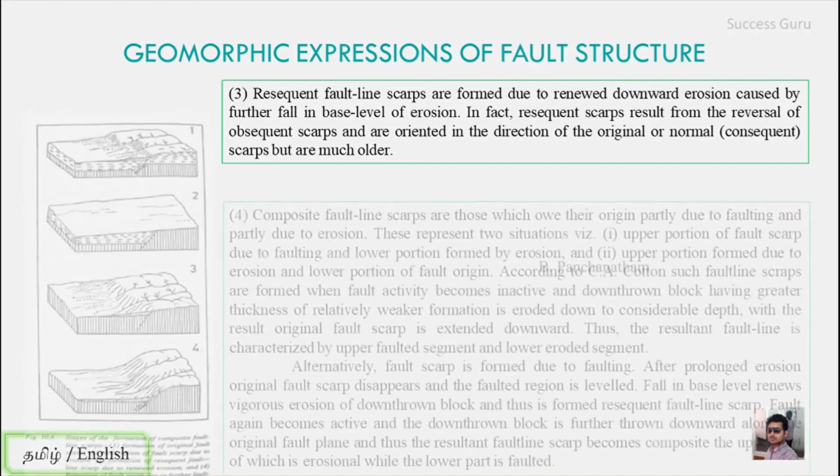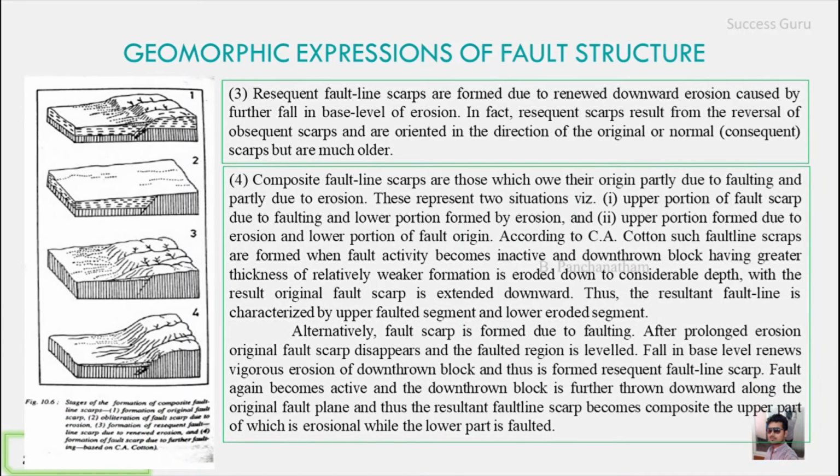The fourth one is the composite fault line scarp, and these are those which owe their origin partly to the faulting and partly to the erosion. That is why it is called the composite fault line scarp. As both act together, this represents two situations. That is, the upper portion of the fault scarp is formed due to the faulting, and the lower portion is formed due to erosion. Well, the second possibility is that the upper portion is formed due to the erosion and the lower portion is formed by the faulting.